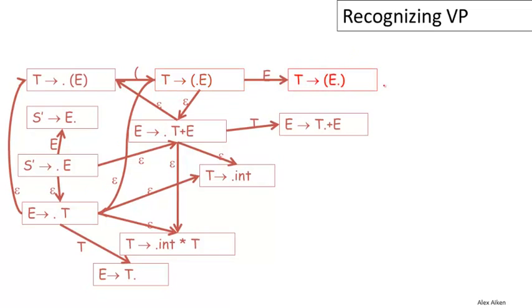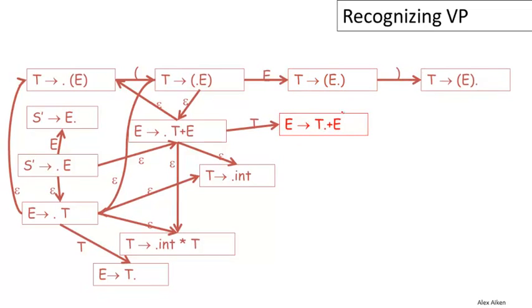All right, now let's focus on this state. T goes to open paren E dot close paren. Again, because it's a terminal that the dot is next to, there's only one possible move. We have to see that close paren if we see anything at all. And we'll wind up with the item T goes to open paren E close paren dot. And now we've recognized the entire right-hand side of that production on the stack.